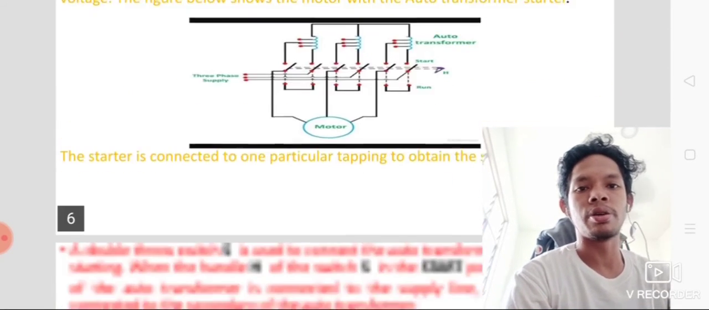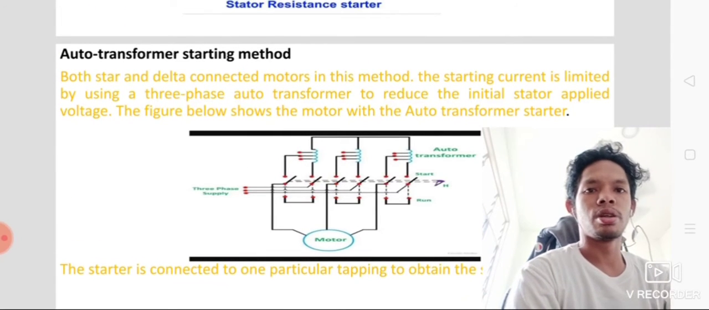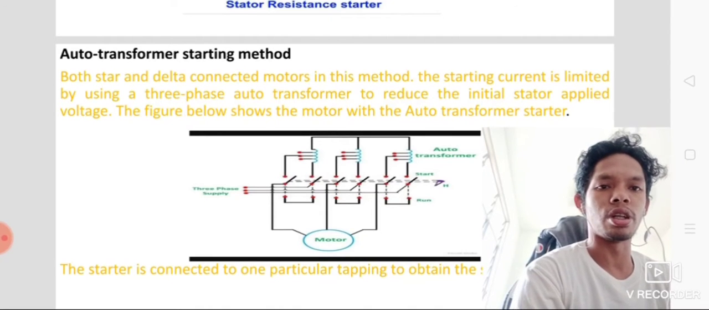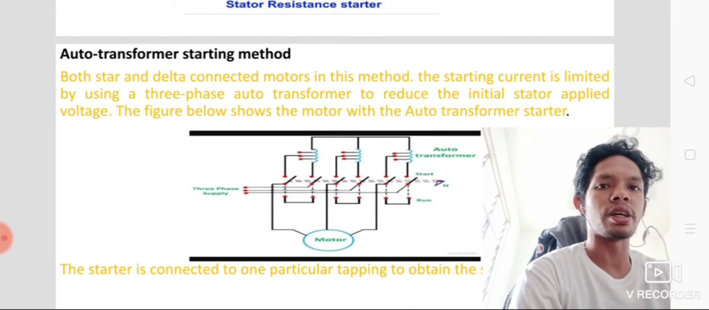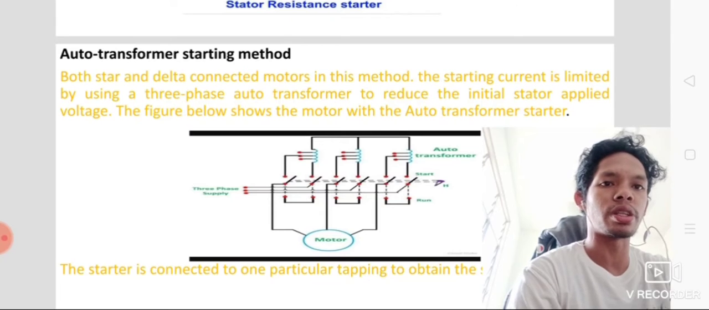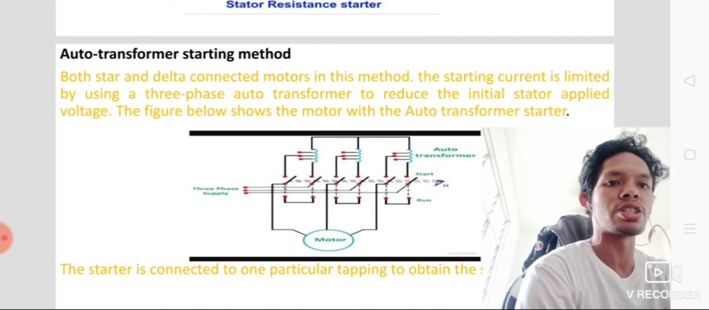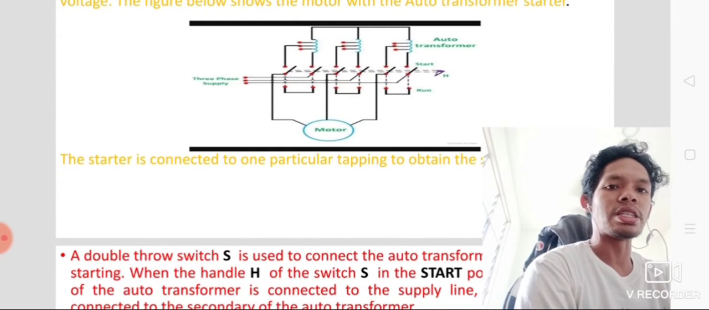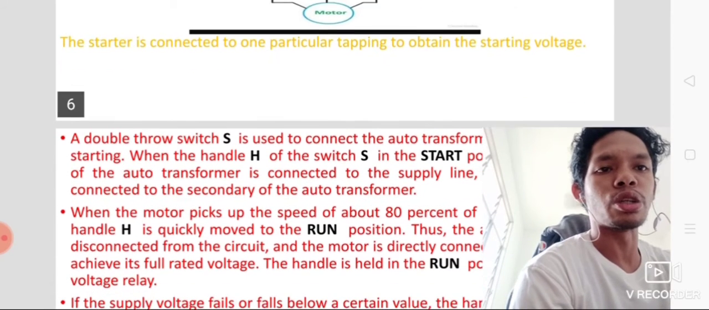Next method, auto transformer starting. The explanation is based on the diagram below. Both star and delta connected motors can use this method. The starting current is limited by using a three-phase auto transformer to reduce the initial stator applied voltage. The starter is connected to one particular tapping to obtain the starting voltage.